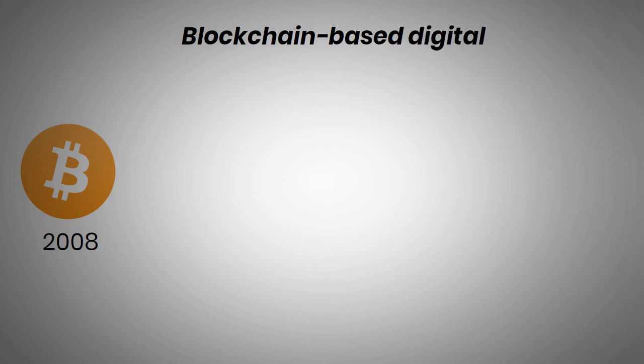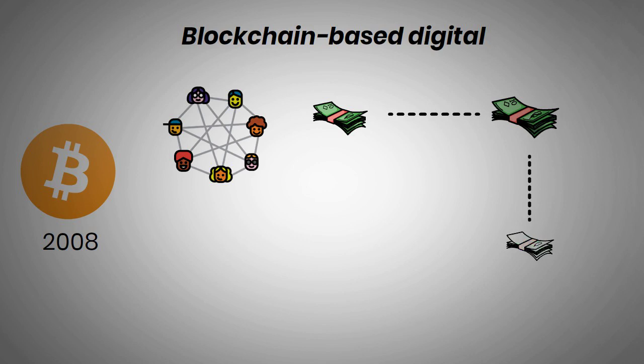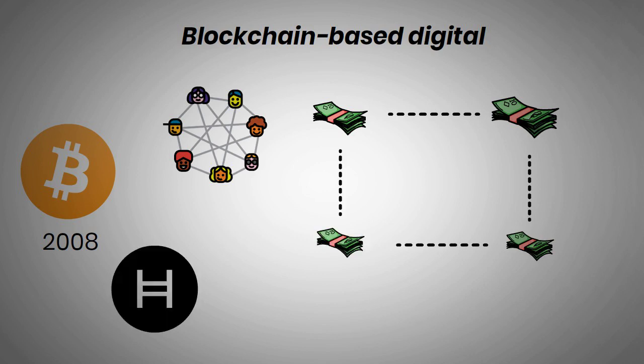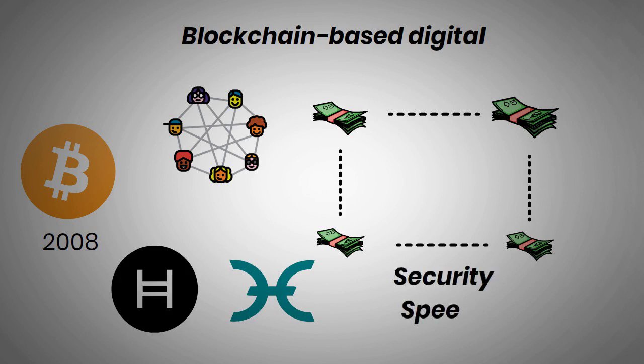Bitcoin is a digital currency created in 2008, and it introduced a blockchain-based digital currency in the world. The technology introduced the distributed ledger system into a new monetary network. Hedera, Hashgraph, and Holochain have emerged as blockchain alternatives with security, speed, and stability features. But what are the features of the two? Keep on watching this video to find out.